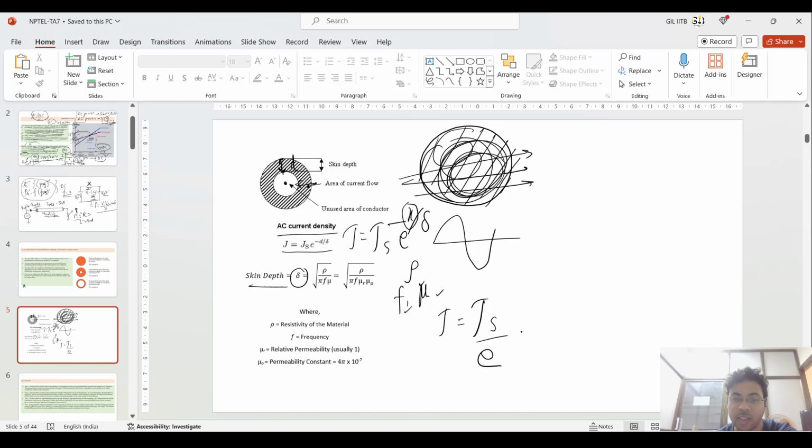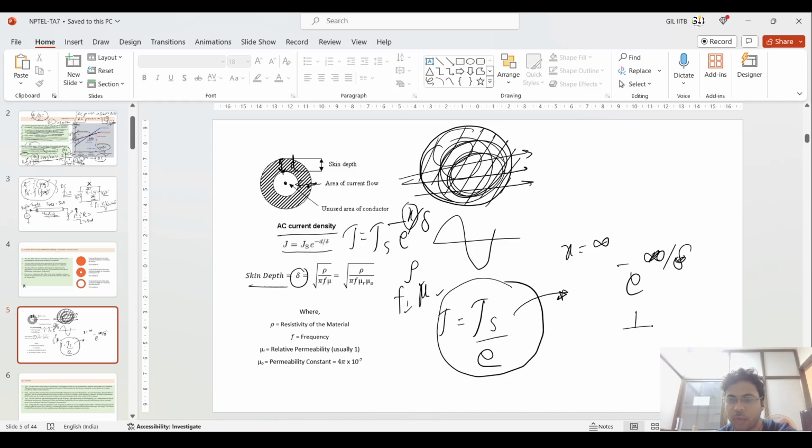So this is the maximum it can go, at J equal to Js by E is the current density you can get. But you cannot get that if x is infinite. If you see, if x is infinite, what will happen? E to the power minus x by delta is there, x is infinite, so 1 upon E infinite will be E infinite, so this will become 0.